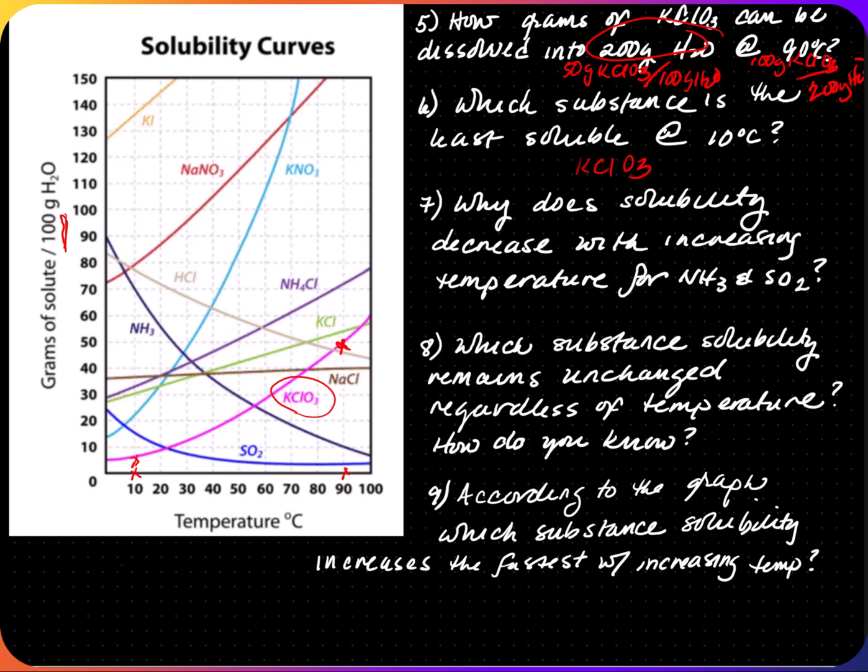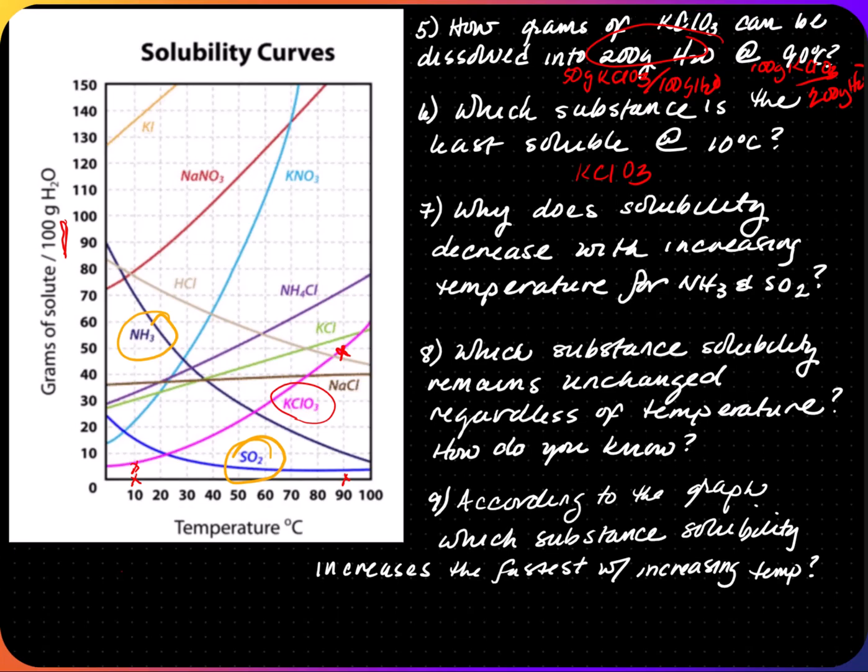Number 7. Why does the solubility decrease with increasing temperature for NH3 and SO2? SO2 is here, NH3 is over here. By just looking at the compounds, I can identify the bonds. If I look at the bonds, NH3 has hydrogen bonding, SO2 is polar, so it's a dipole. So these are both molecular compounds. And we know molecular compounds are the weakest of all the solids.